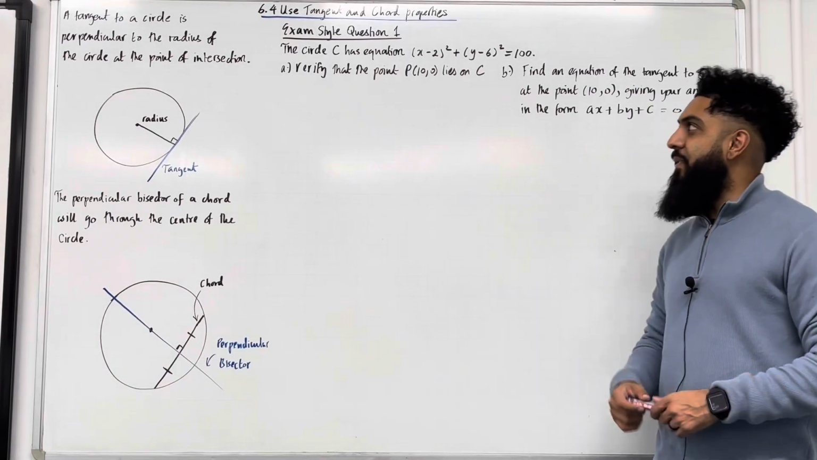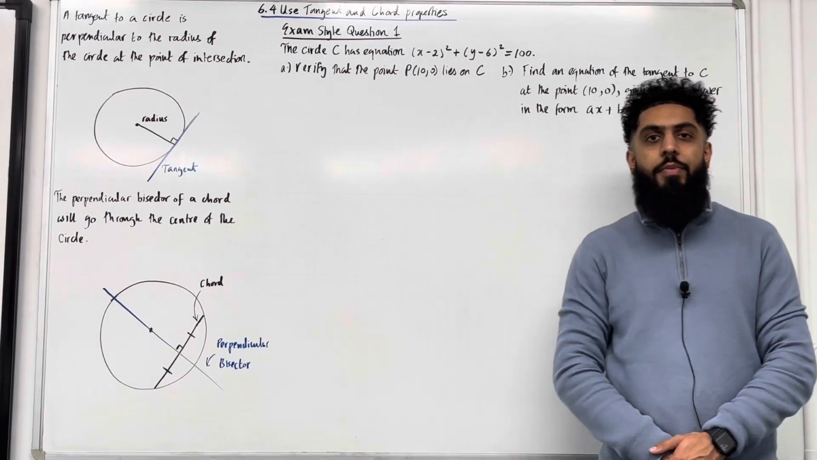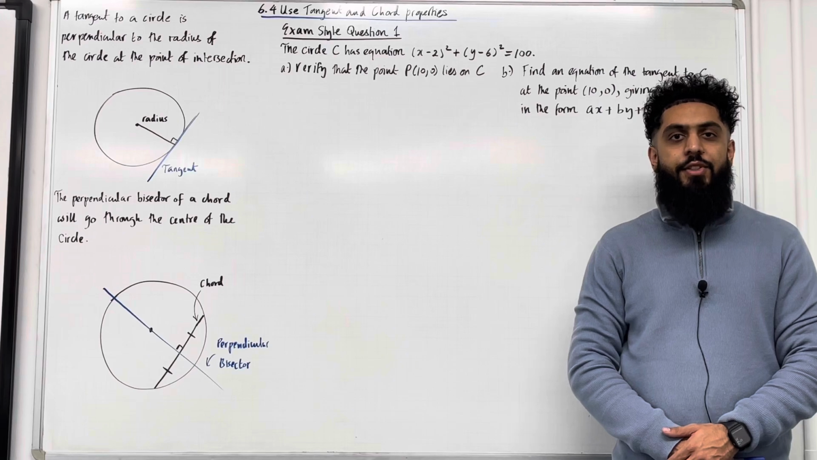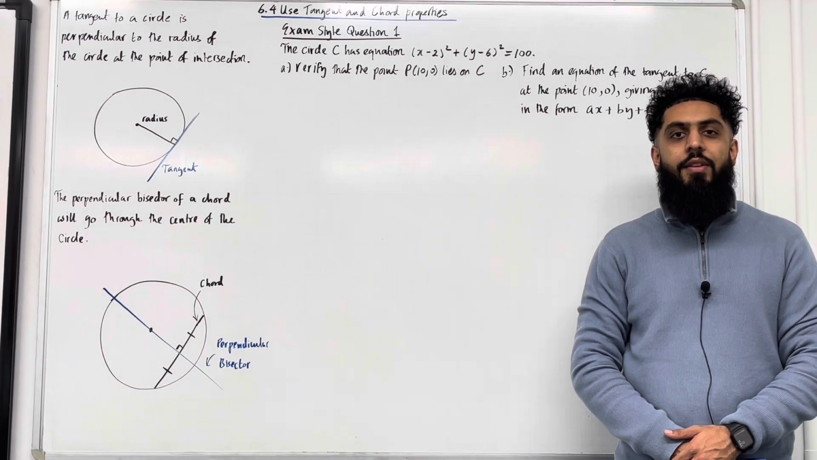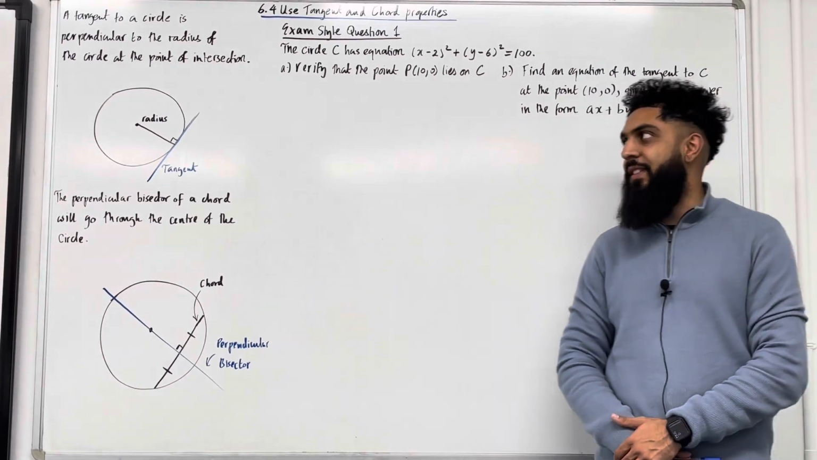Welcome back. In this teaching video, I'm looking at 6.4 use tangent and chord properties. 6.4 represents chapter 6, section 4 of the Pearson A level maths, pure maths year 1 textbook. Let's have a look at the key facts of this section.